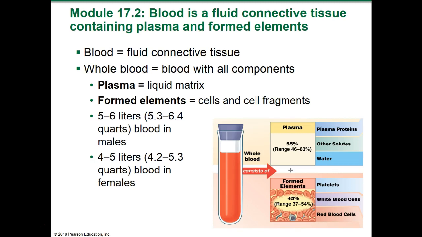Whole blood is blood with all the components, and this includes plasma, which is the liquid matrix, and the formed elements, which are the cells and the cell fragments. Now, in males, we usually see 5 to 6 liters of blood, and in females, 4 to 5 liters.